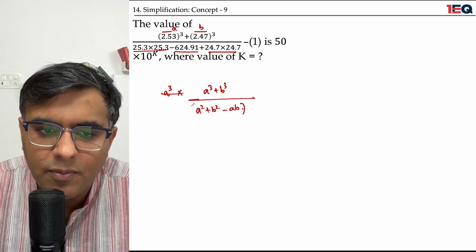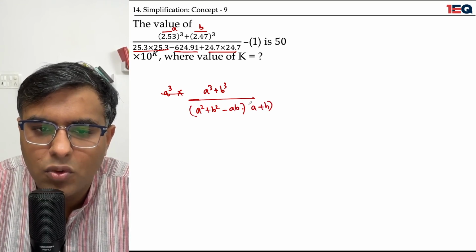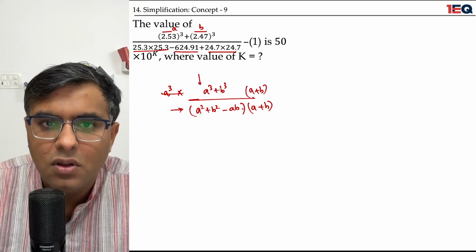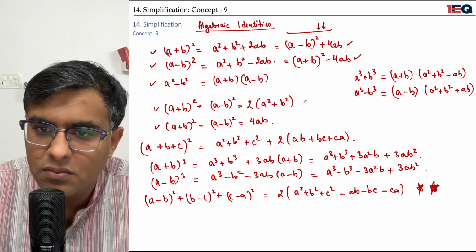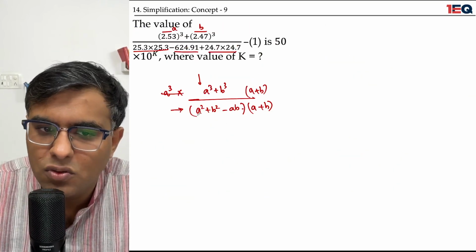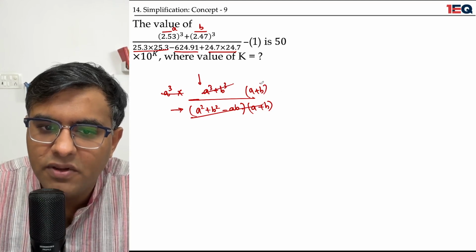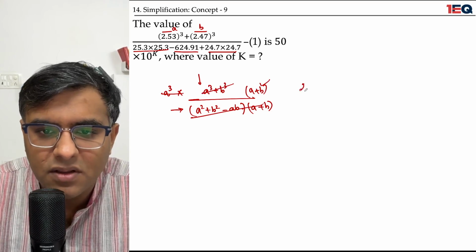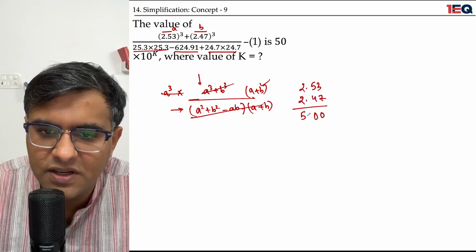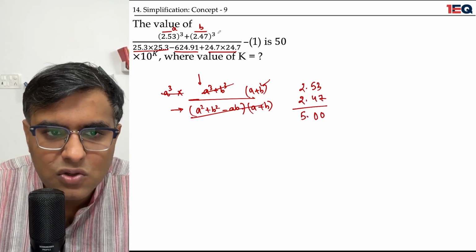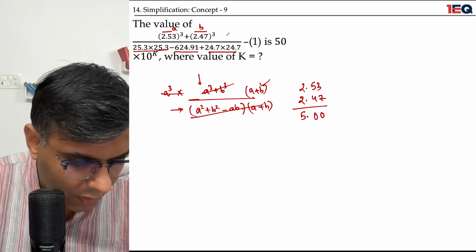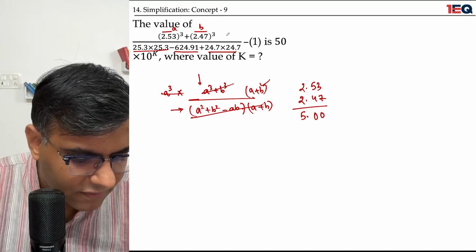So if I multiply (a plus b) on both the sides, the denominator would be equal to an identity which we just learned over here, this identity which I just put an arrow on, a cube plus b cube. This is the same identity, so the entire denominator would get cut off and I would be left with a plus b. Over here, what is the value of a plus b? The value of a plus b is 2.53 plus 2.47. This would give me the value as 5. So this entire expression is nothing but 5.